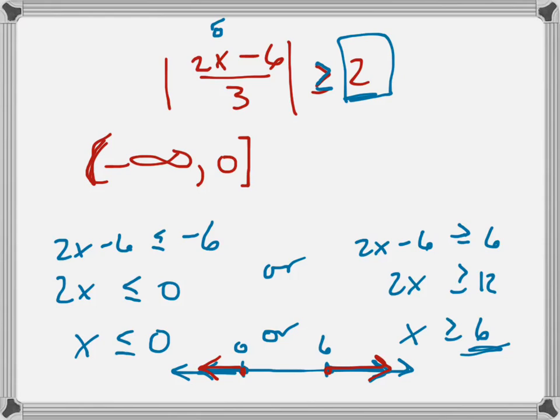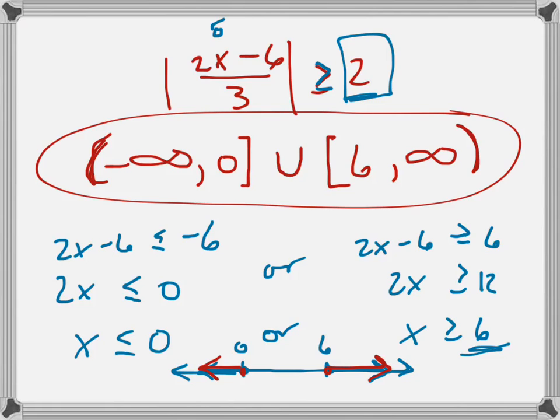Then the union, from positive 6, including it, that's why it's got the bracket, to positive infinity. And again, never put a bracket by the infinity, because infinity is not a real number. And there's the answer in interval notation.